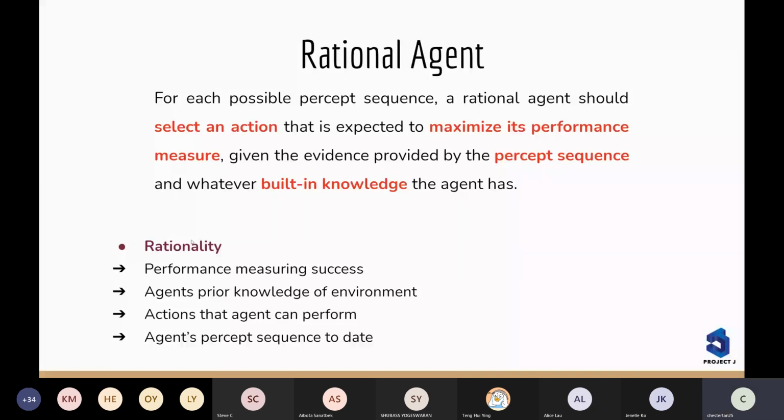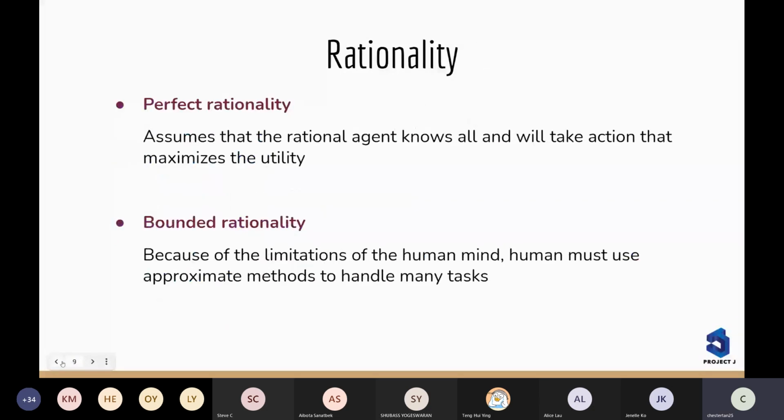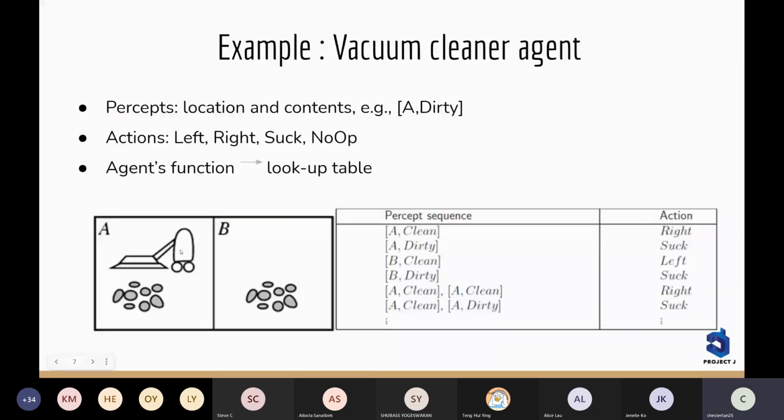Okay, so this is the rationality of an agent. For example, it depends on the performance measure of the agent, and also the agent's prior knowledge of the environment. So what does it mean? For example, for the vacuum cleaner agent, if the prior knowledge of the environment is good, then it can maximize its rationality. For example, if there is some part of the floor which is black, right?